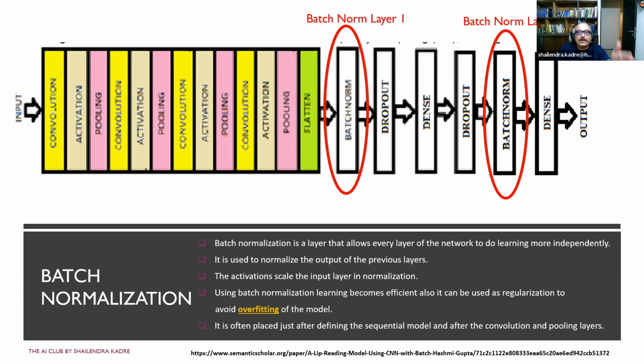Okay. So we need not go into much detail right now. Two things you remember. Number one, it allows every layer to learn more independently. Number two, it is useful to avoid overfitting. Just remember, when we discuss advanced topics towards the end of this course, it will be more clear to you what exactly happens when we do batch normalization, and why it is used.